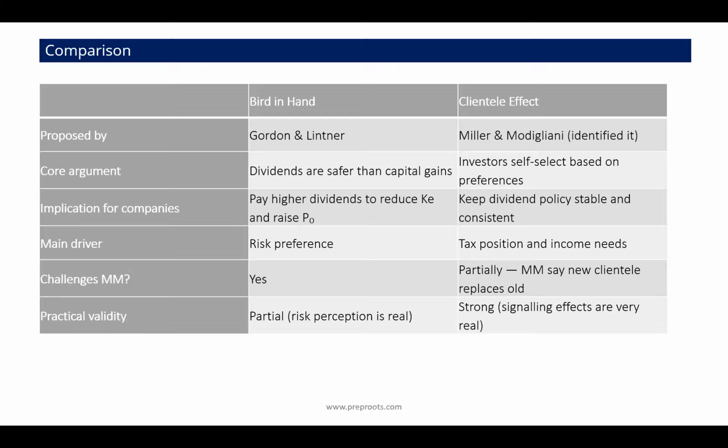The irrelevancy theory says what the company earns, that matters. What the company distributes, that doesn't matter. And second, for clientele, the theory says if a company is changing the policy, in the short term it will disturb the investors, but in the long term it will again attract those investors who like your policy.